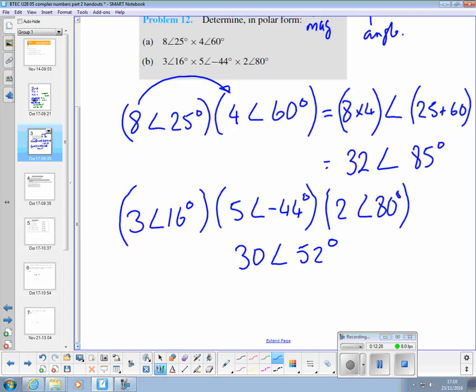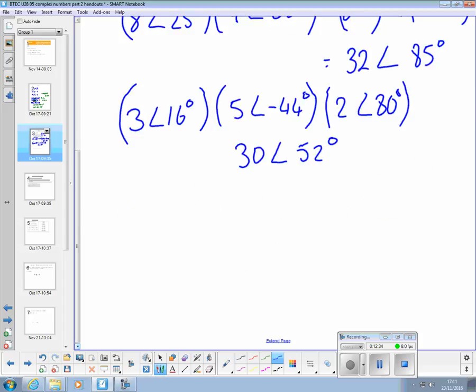52. Okay. Just as a reminder to you, if there are units involved in a polar complex number, like ohms for instance, so if that was 30 ohms angle, you'd write that like this. You're saying that's 30 ohms at angle 52 degrees.